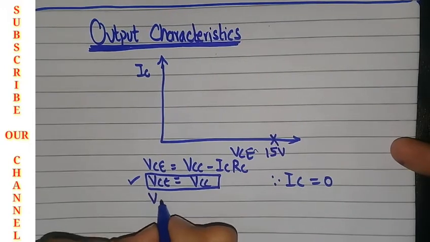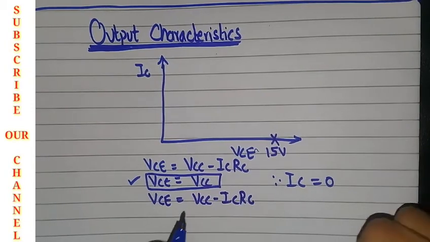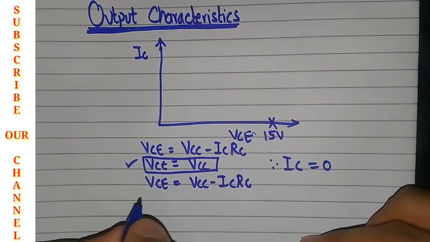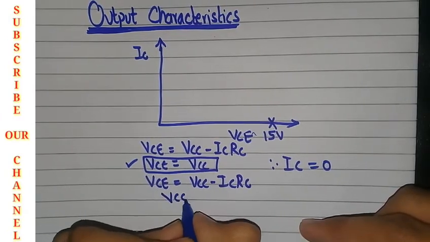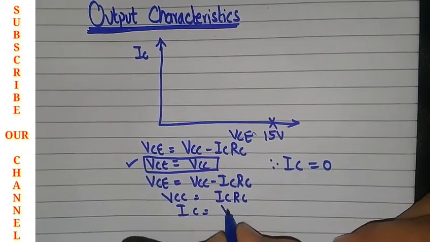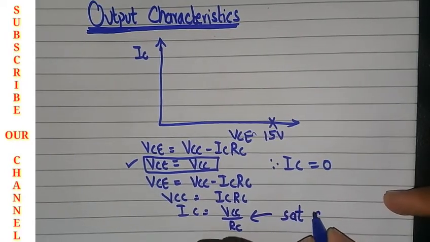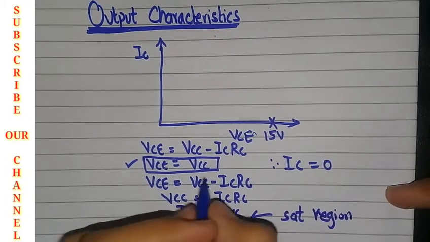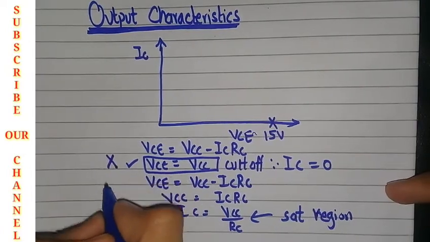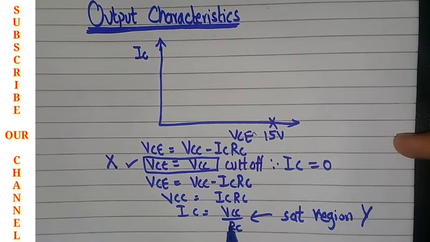So write it again: VCC minus IC into RC. In the saturation region, your VCE will be equal to 0. So VCC will be equal to IC into RC, and IC will be equal to VCC over RC. This will be for the saturation region, and this will be for the cut-off region. The cut-off region will be on the x-axis, and the saturation region will be on the y-axis. So IC will be equal to VCC over RC.